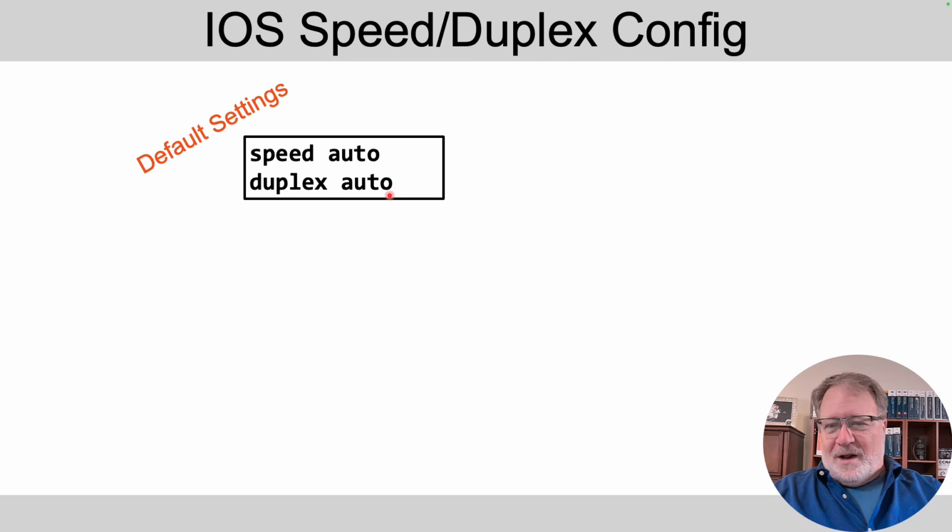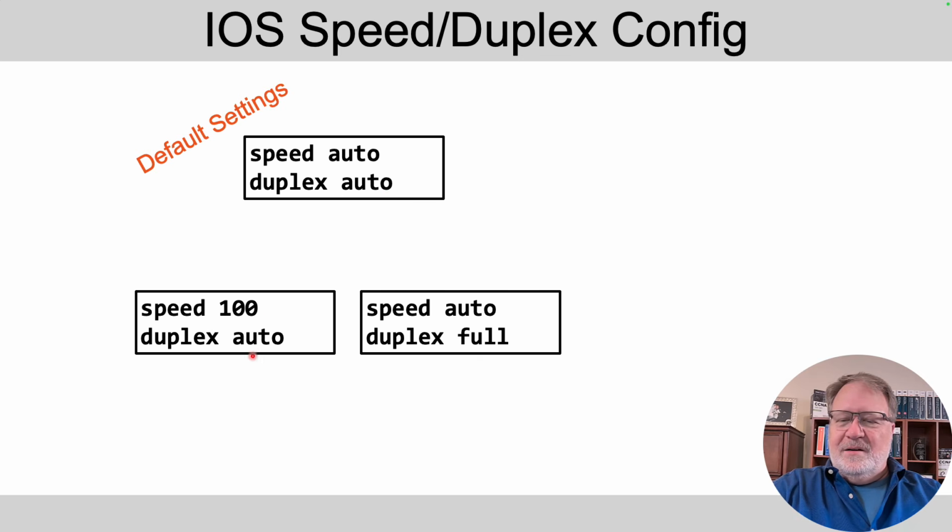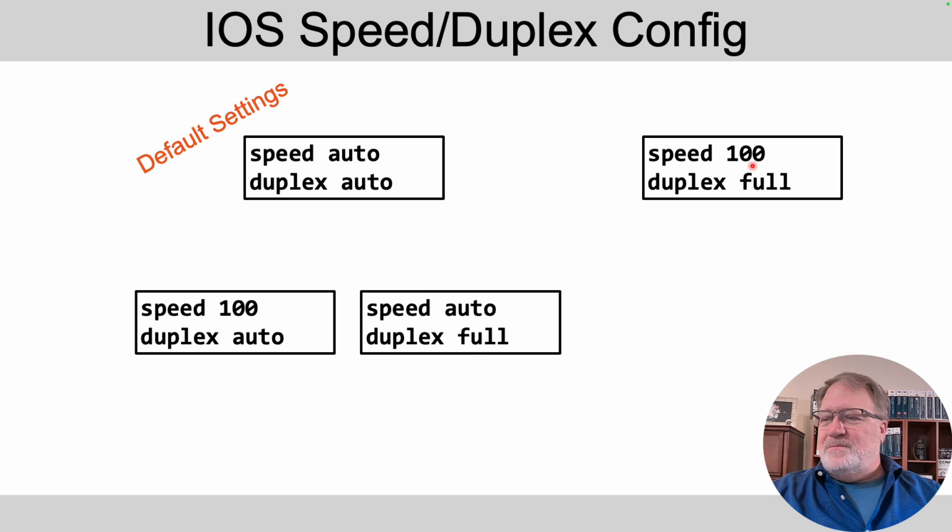Now you can override those. You could set the speed and leave the duplex on auto, or leave the speed on auto and set the duplex explicitly. And if you do that, either of these combinations, setting one but not the other, it leaves auto negotiation on, sending fast link pulses. It just locks you in to one or the other setting. So it leaves Ethernet auto negotiation on, but locks you into one setting. But if you configure both speed and duplex, then it disables auto negotiation.